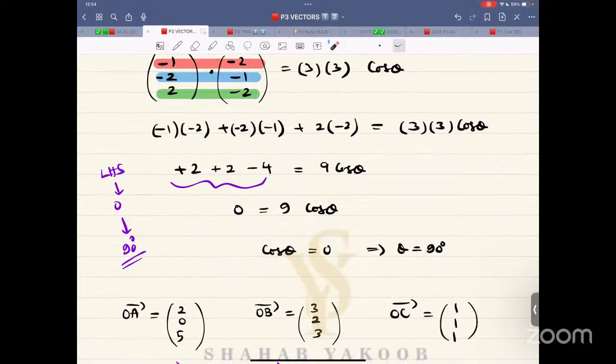So this is extra for this particular question. If they were asking about the angle, yes, this is needed. But since the left-hand side of the equation is becoming 0, that means the angle is 90 degrees. Even if you include it, cos of theta is 0, theta is 90.